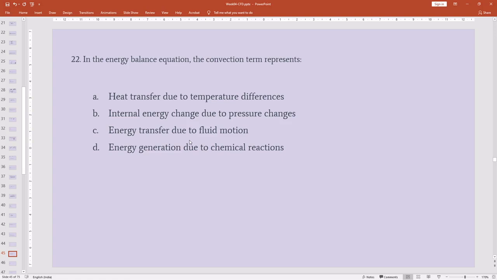Next question. In the energy balance equation, the convection term represents, I think we have already done it. Yes.